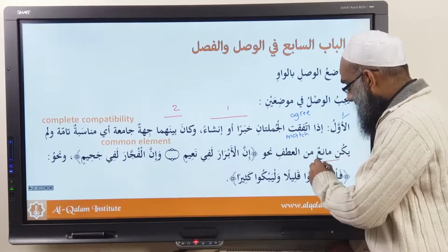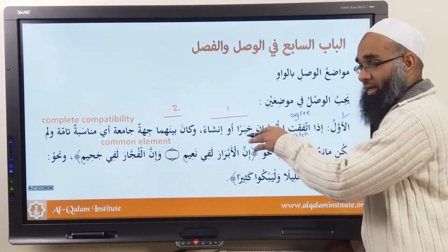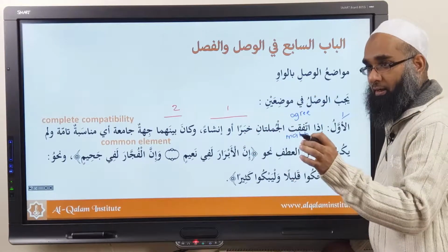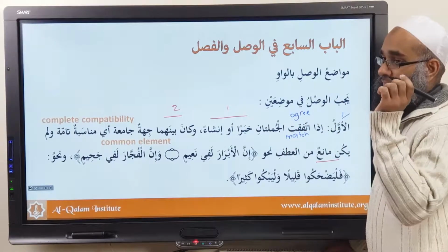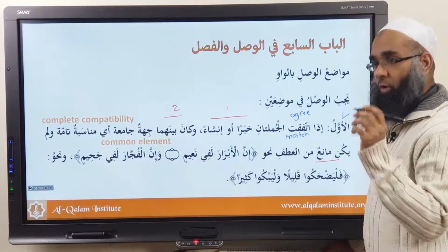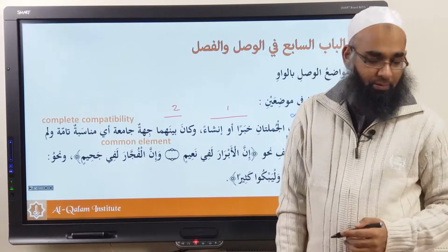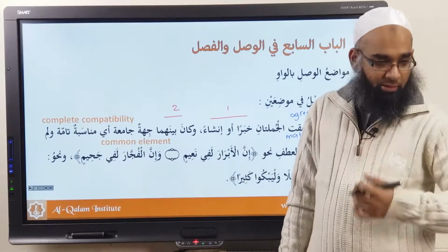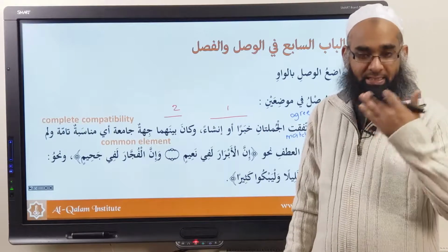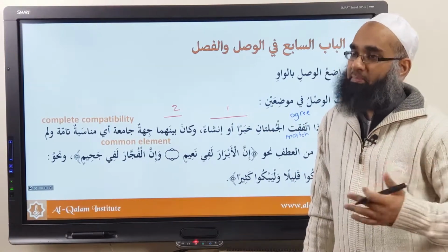He brought this condition because you can get a scenario where they're both khabariyah, or both insha'iyah, there's a jihat jami'ah, but for some other reason we've stopped the atf. And that will come in number 5, fasl. Okay? So if you look at this example, Innal abrara lafi na'im. Khabariyah or insha'iyah? It's not a trick question. Khabariyah. Yeah, because khabar. Indeed, the God-fearing or the pious will be in na'im, the bliss of Jannah.